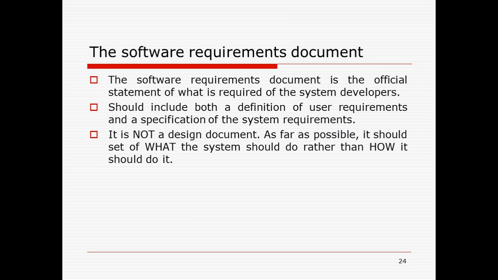Now, all these user requirements and system requirements, if they are put together in a formal manner into a document, this becomes part of the agreement between the developers' team and the customer. Okay, and this is basically the software requirement document. So the software requirement document contains both the user requirements and the system requirements.